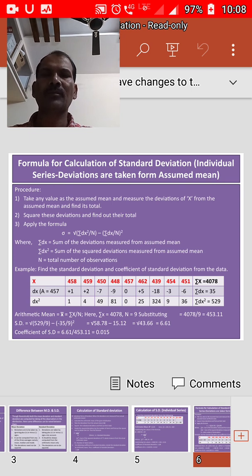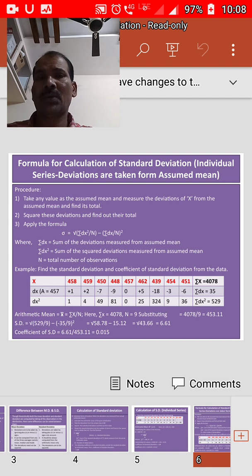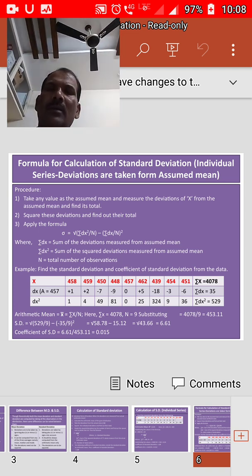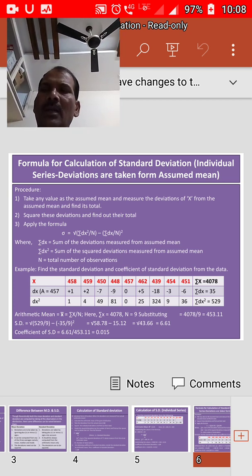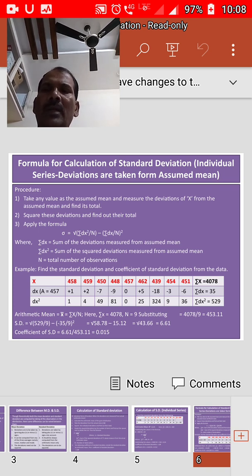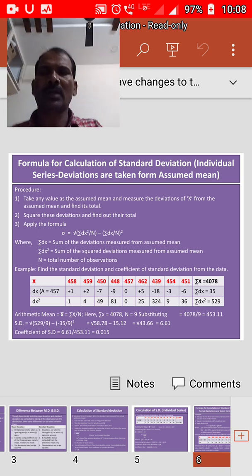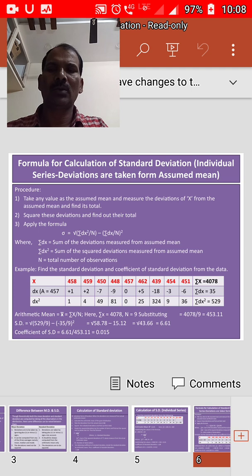Next, the formula for calculation of standard deviation of an individual series taken from an assumed mean. We have a procedure for this. According to the procedure, the first step is to take any value as the assumed mean, measure the deviations of x from the assumed mean, and find their total. Second, square these deviations and find out their total.